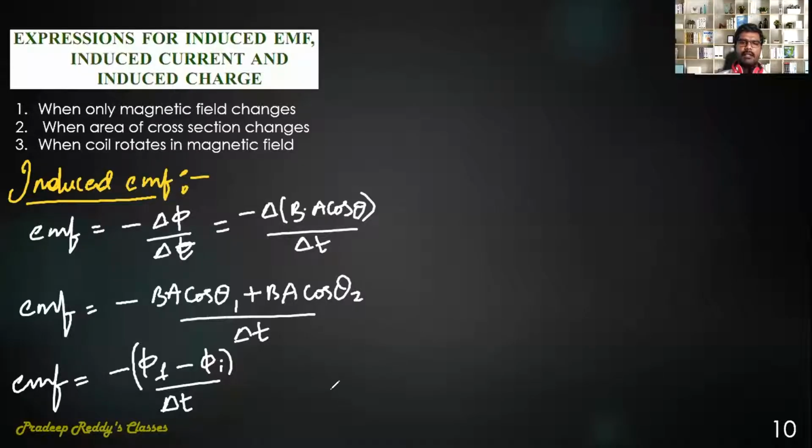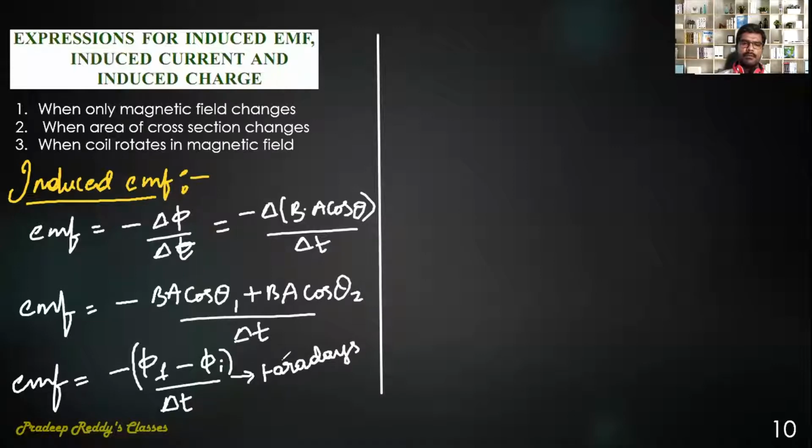So students, we already have got this equation in the last video itself. The equation for induced EMF is minus delta phi by delta t. This is from Faraday's second law. We got this equation.